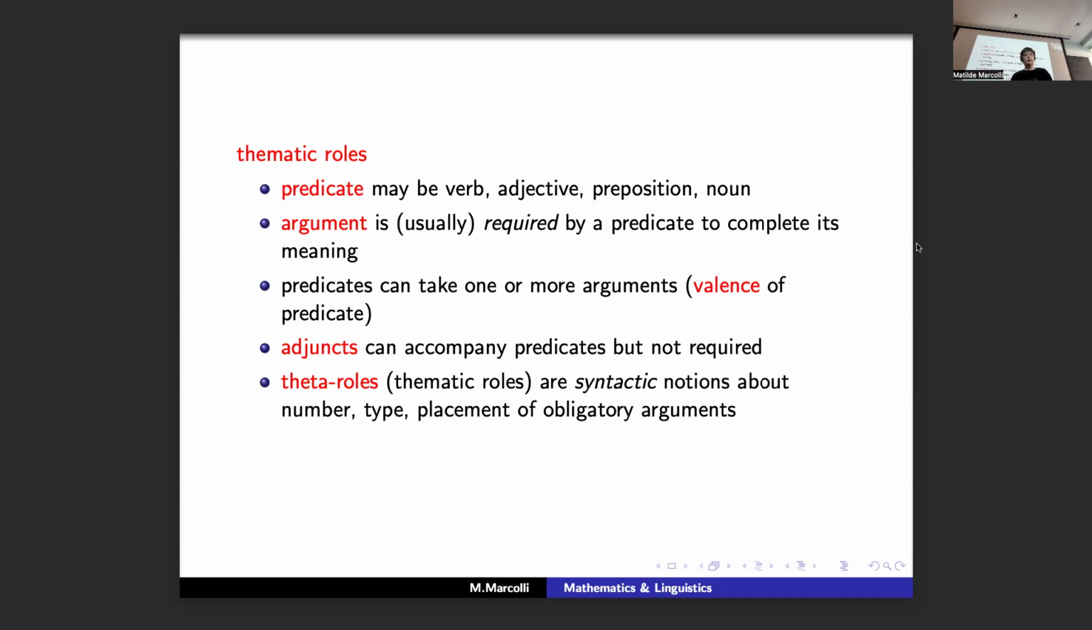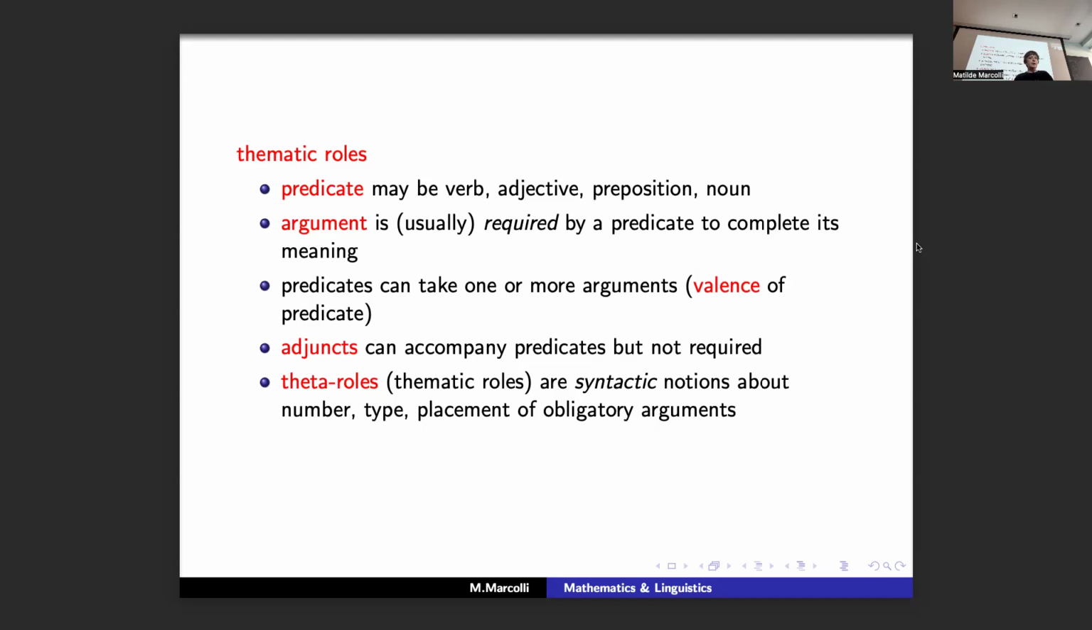And you have a predicate, which in general could be a verb, but it can be a noun or an adjective, and then this predicate has some arguments, which again is something that is required to complete its meaning. The predicate can take on one or more arguments. One defines this as the valence of the predicate, how many arguments it has to combine with.